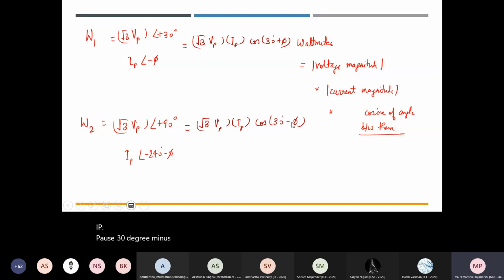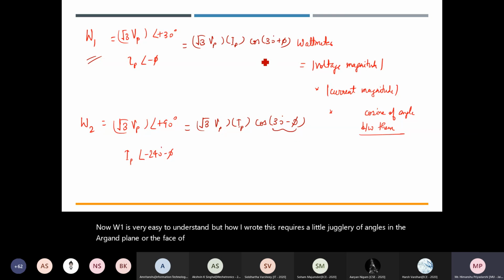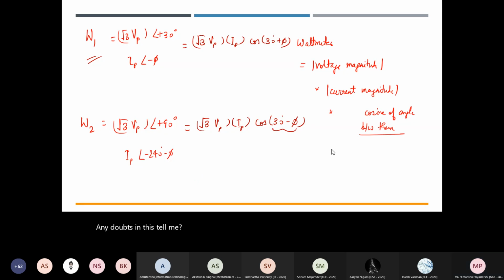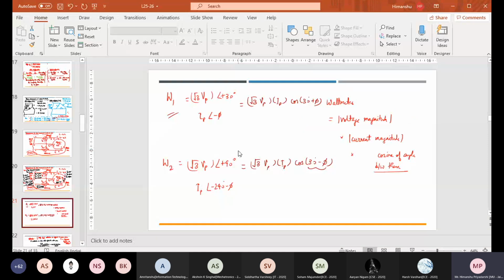Is that okay? Yes, sir. Understandable? Now W1 is very easy to understand, but how I wrote this requires a little jugglery of angles in the Argand plane or the phasor plane. Then you will be able to see that W1 is this, W2 is this. Any doubts in this? No, sir. Clear. Yes, sir. What's in this slide is clear.